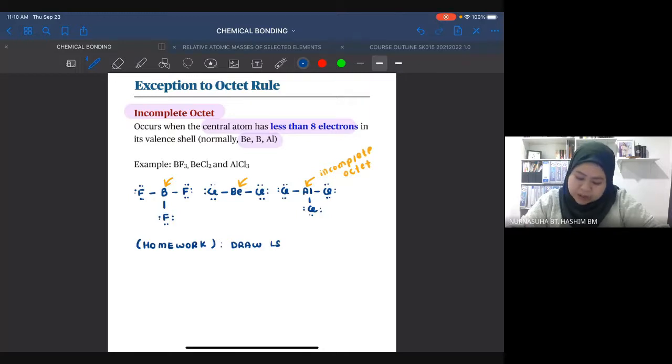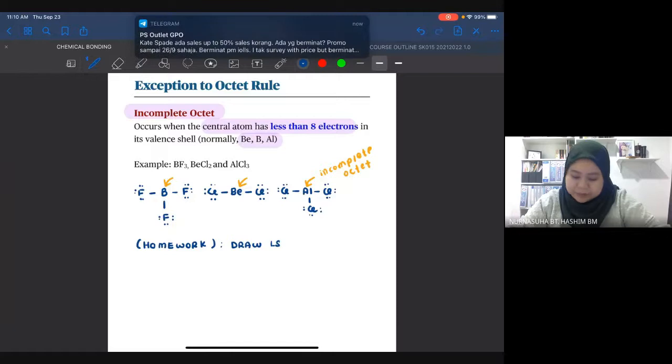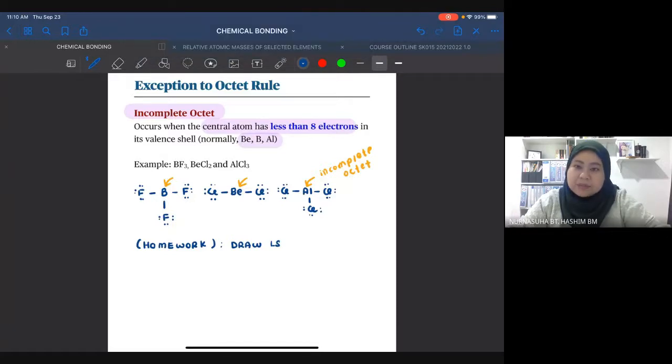So the first one is incomplete octet. Incomplete octet berlaku apabila central atom tu has less than 8 valence electron. Okay, so ada 3 atom yang valence electron dia ni tak lebih daripada 8, which is atom Be, B and Al, beryllium, boron and aluminium. Singkatannya nak senang ingat, atom bebal.